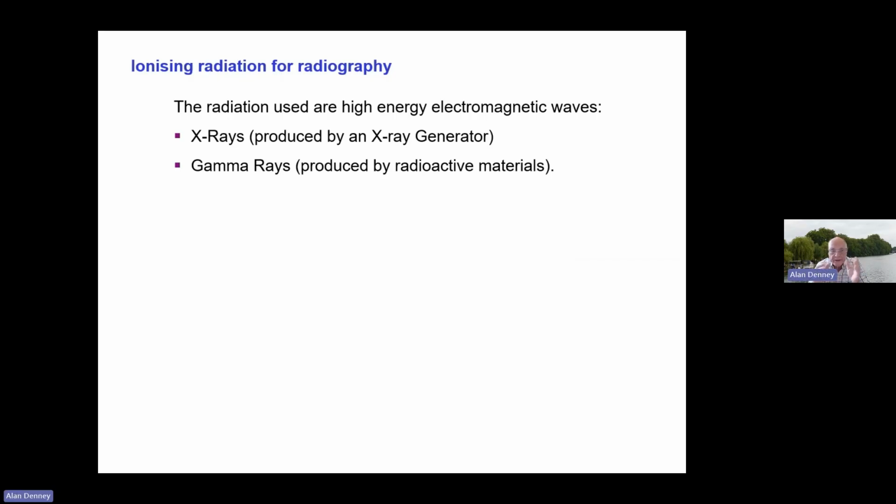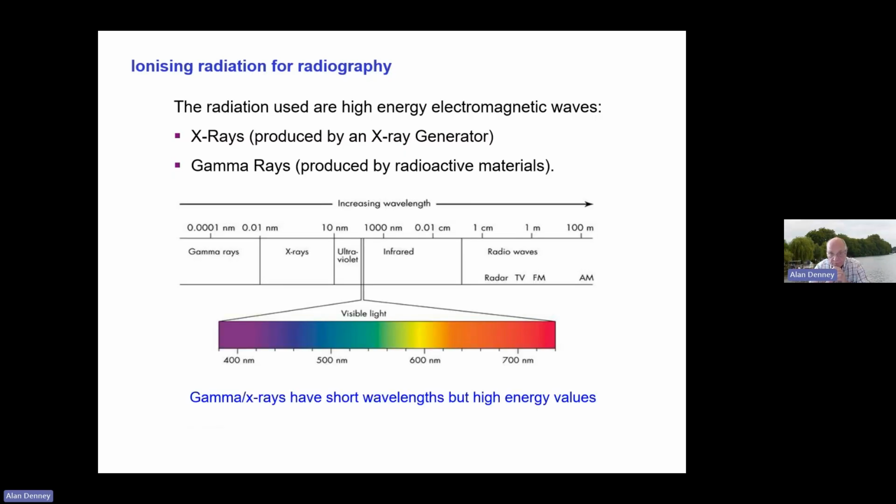So what's the radiation? Well, the radiation is either X-rays, which are produced by an X-ray generator, or gamma rays, which are produced by radioactive materials. And they're both electromagnetic waves, and you can see gamma rays and X-rays on the left-hand side of that spectrum. And you can see the position of where light is, relative to UV on there. So they've got short wavelengths and they've got high energy values.